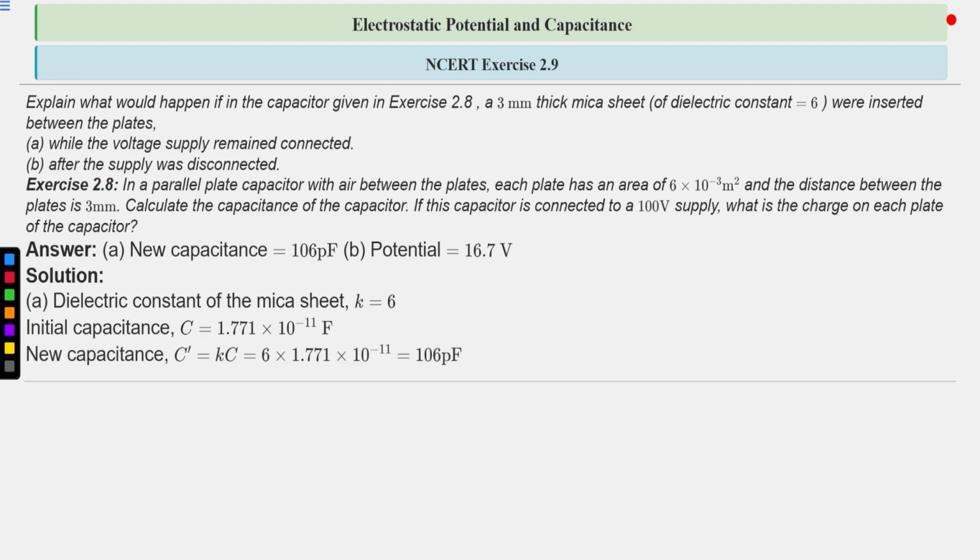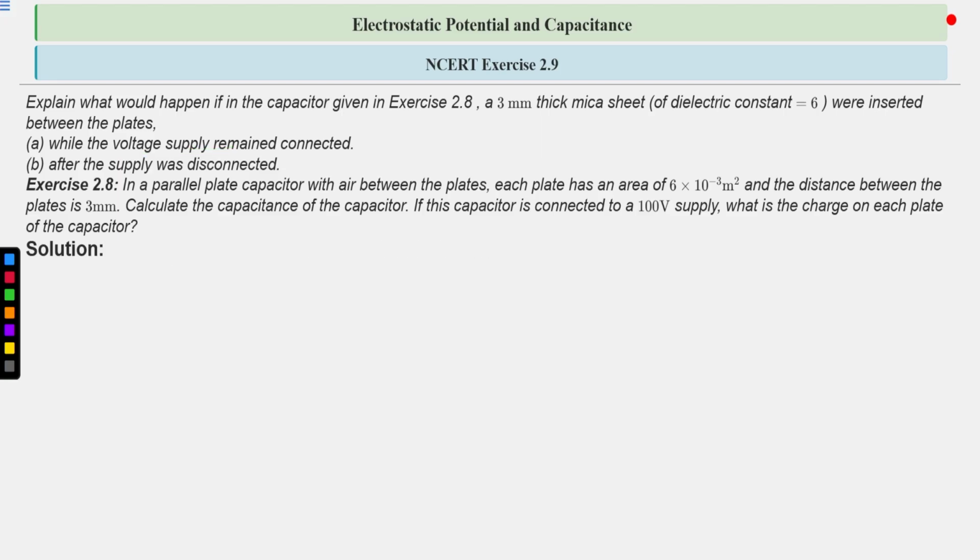Now the new capacitance will be, because the mica sheet is completely inserted, we know that the new capacitance with dielectric between the plates is equal to K into C. C is the capacitance with air between its plates. So K into C, C we calculated in exercise 2.8 and multiply it with K equal to 6, we will get 106 picofarad. So new capacitance will be 106 picofarad when we insert a thick mica sheet and also voltage supply remains connected.